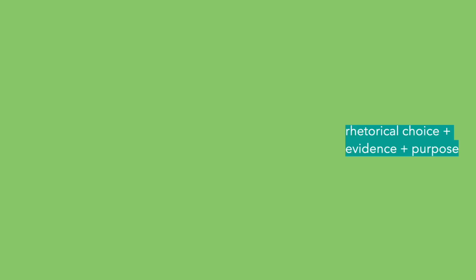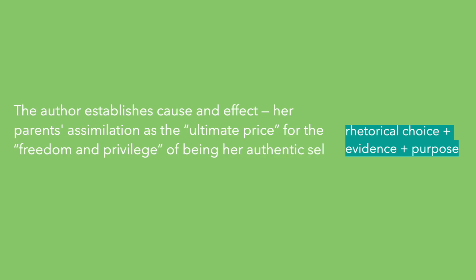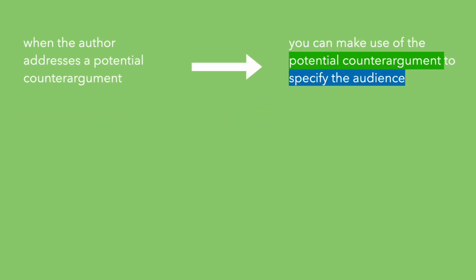Step number 1. Identify the rhetorical choice and evidence and briefly summarize the purpose. The author establishes cause and effect. Her parents' assimilation as the ultimate price for the freedom and privilege of being her authentic self, to redefine bravery. Step number 2, address potential counterargument.